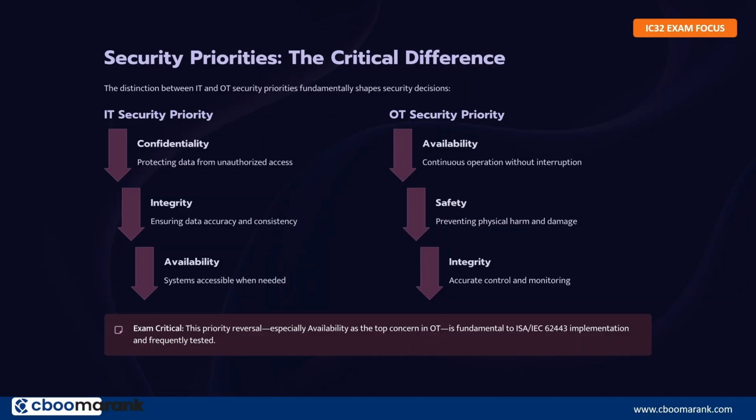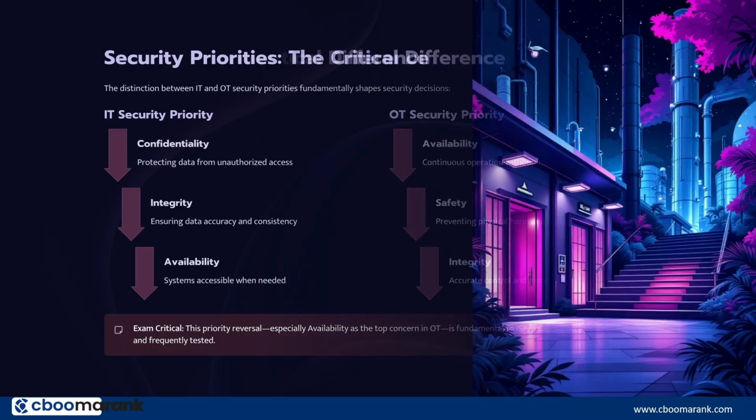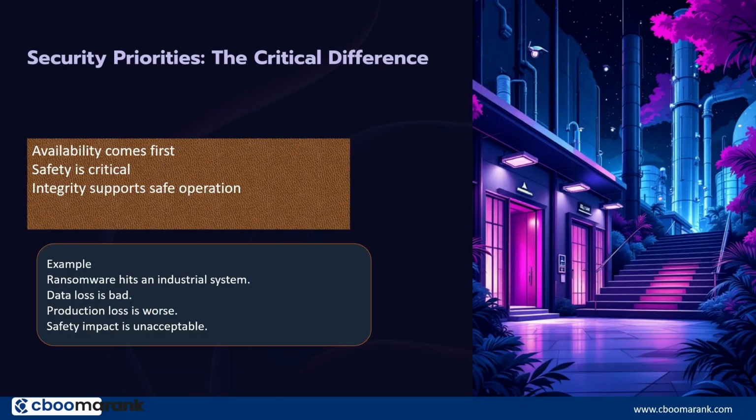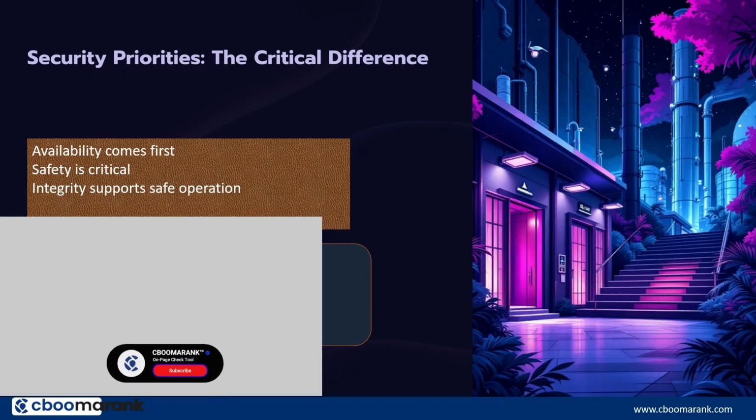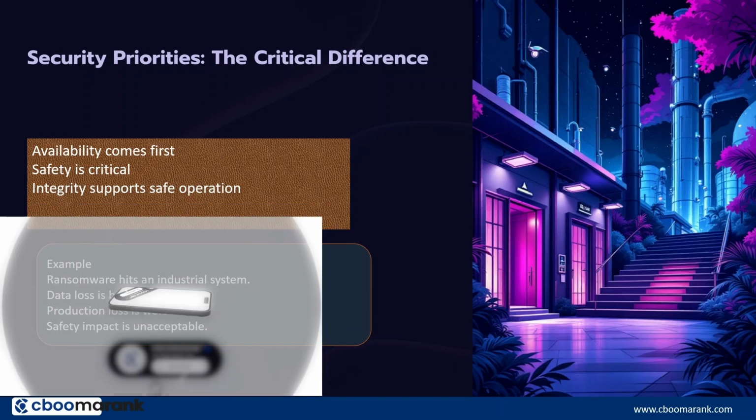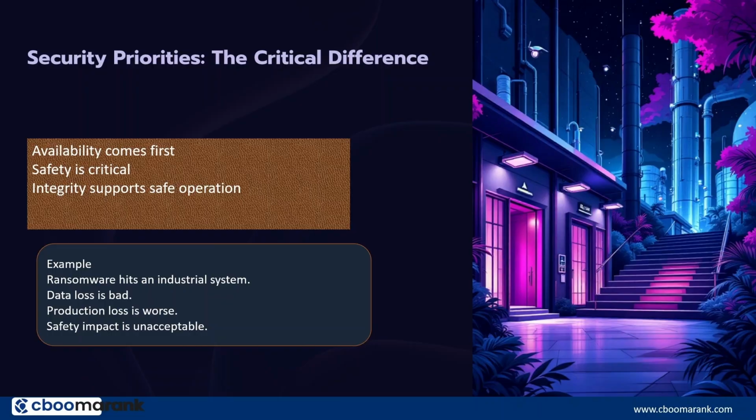And now let me show you some examples. Since availability comes first, safety is critical, and integrity supports safe operation. For example, ransomware hits an industrial system: data loss is bad, production loss is worse, and the safety impact is unacceptable. This is why availability sits at the top of the operational technology security priorities. So the first thing should be availability.